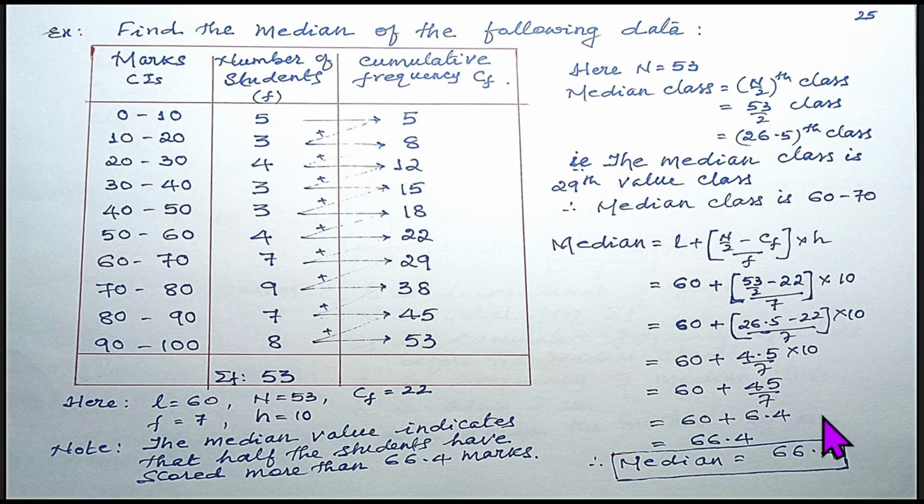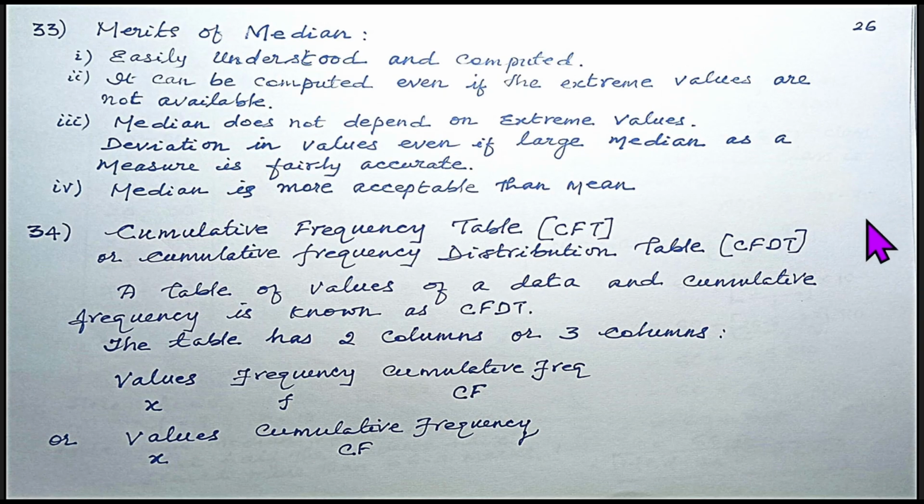Please remember the procedure of finding the median. It's very simple. The only thing is that you have to remember the formula. The important thing is remembering the formula. Now what are the merits of median? Let us understand. The median is easily understood and computed. It can be computed even if the extreme values are not available. Median does not depend on extreme values, and even if deviations in values are large, median as a measure is fairly accurate, and median is more acceptable than mean. So these are certain important merits of median.